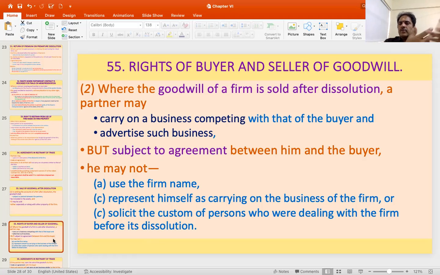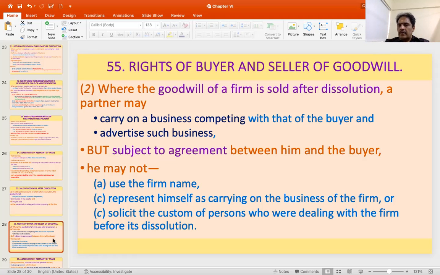So he can go and do the same business, for which he can advertise, unless you have an agreement in restraint of trade saying that he can't do it. However, he is not supposed to do three things. One, he is not supposed to use the firm name. Then he may not represent himself as carrying on the business of the firm. Then the third thing is he can't solicit the customers who were dealing with the firm before its dissolution. This is subject to agreement between him and the buyer of goodwill. If he has an agreement saying that you can do it, then they can continue to do it. They could have their own arrangements.